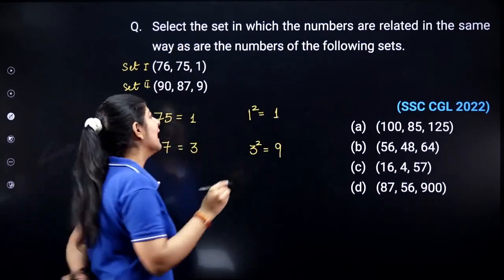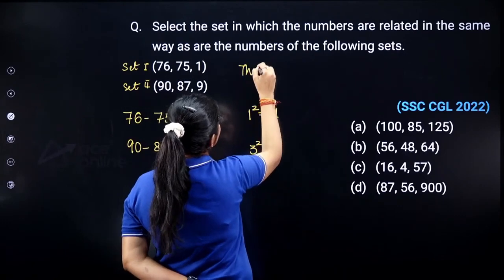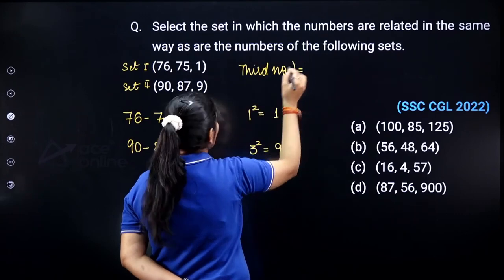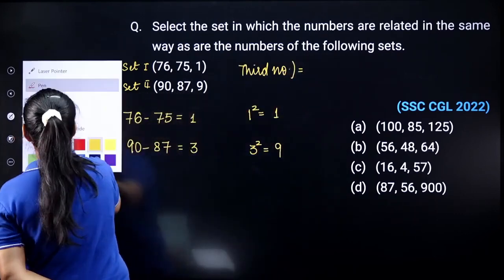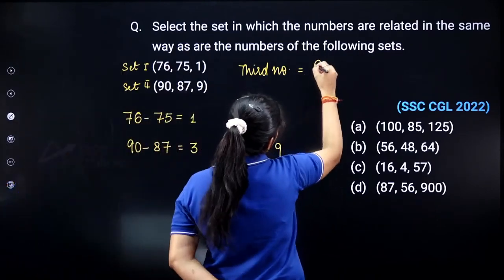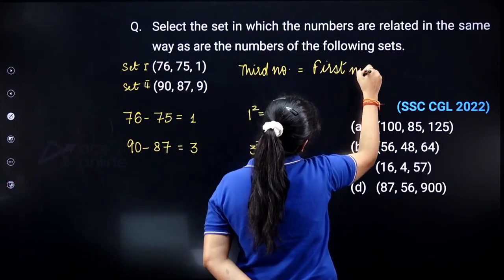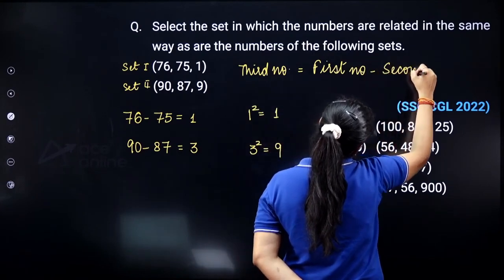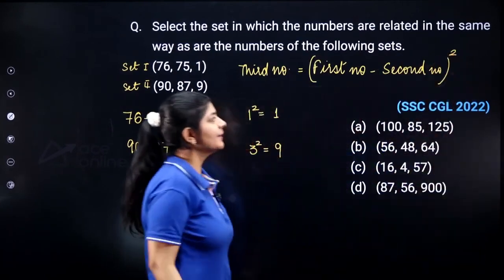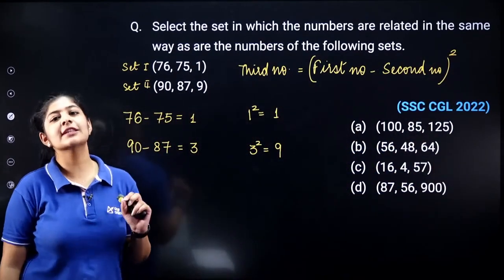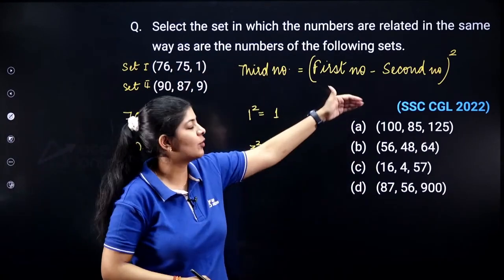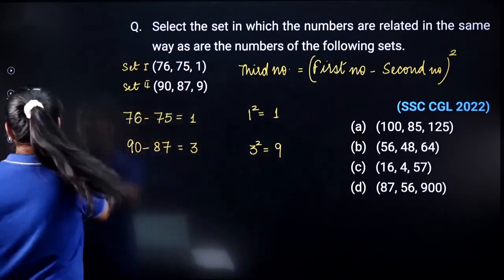So, we can say that if we want to determine the third number, the third number is nothing but the square of first number minus second number. This is the logic that I am having in this particular question, and now what I need to do, I need to go through with my options.